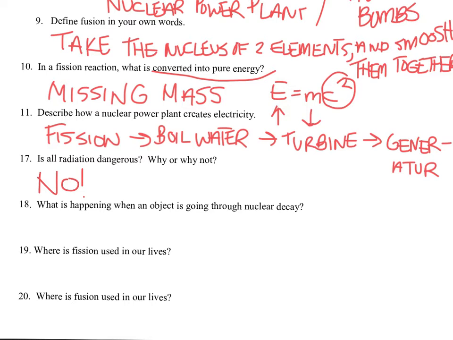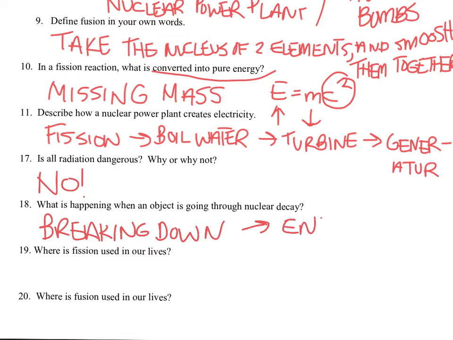Let's look at number 18. What is happening when an object is going through nuclear decay? When it's going through nuclear decay, we know that it's breaking down. When it's breaking down, what is happening? It's giving off energy, right? What do we call that energy during decay? We call that radiation. And what else? Besides breaking down, we're also creating new elements.